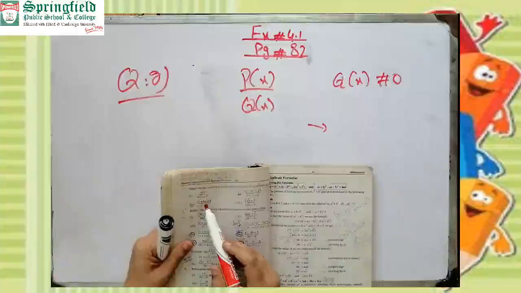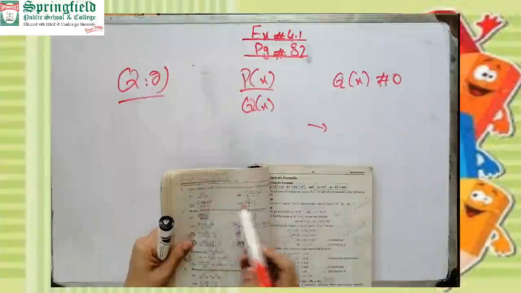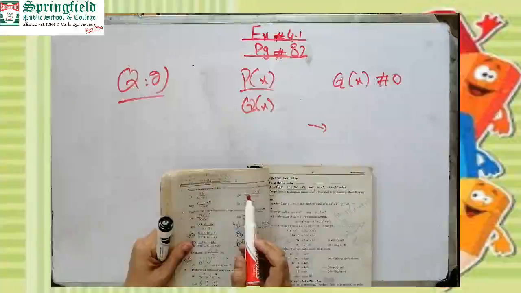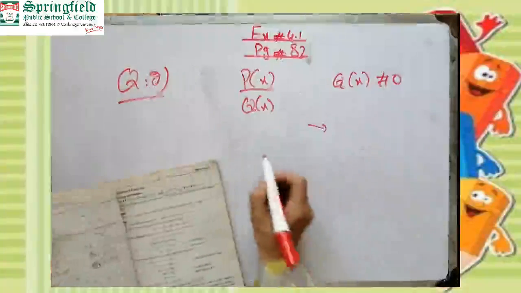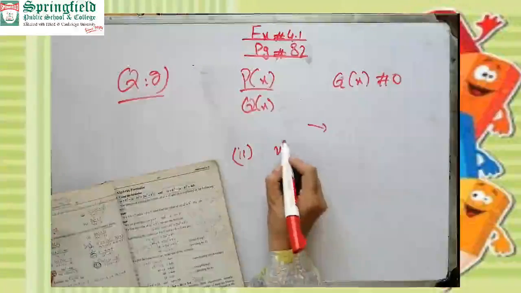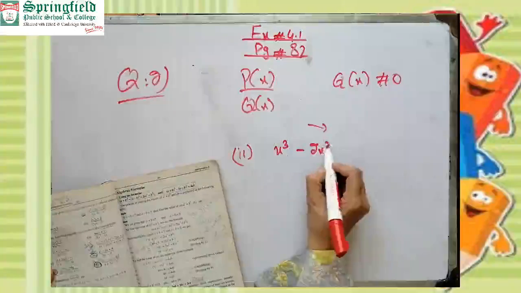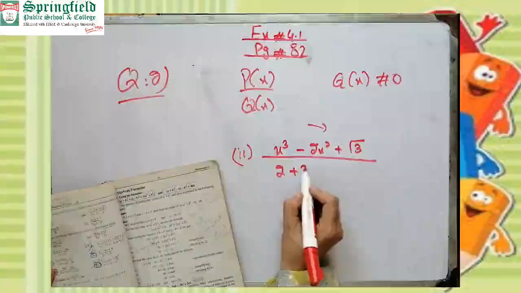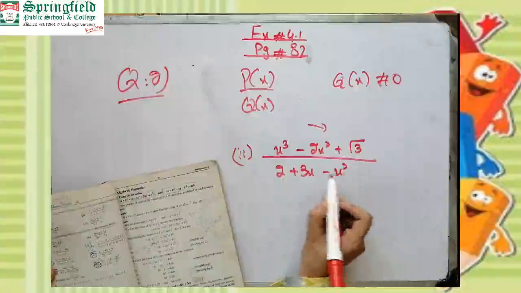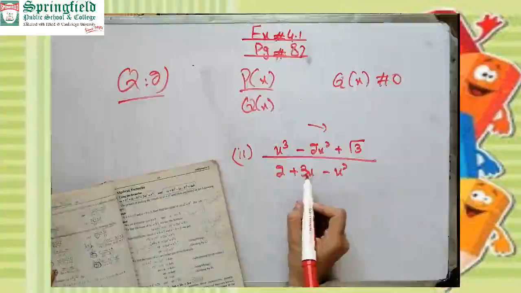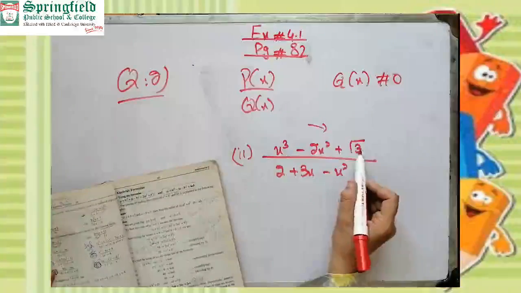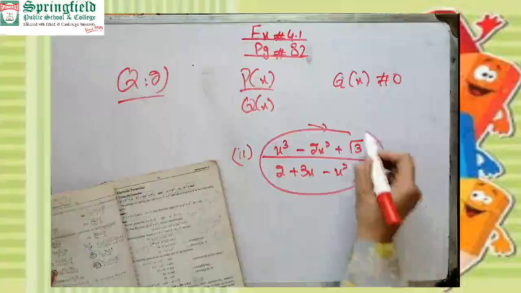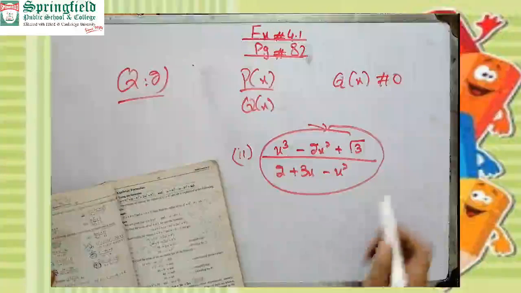So this one is the rational expression, yes or no? This one is no. The second one is x cube minus 2x square plus under root 3, divided by 2 plus 3x minus x square. Look at the power of the x variable: it is positive here, and the an is not equal to 0. Fine. So it means this is a rational expression. Yes.